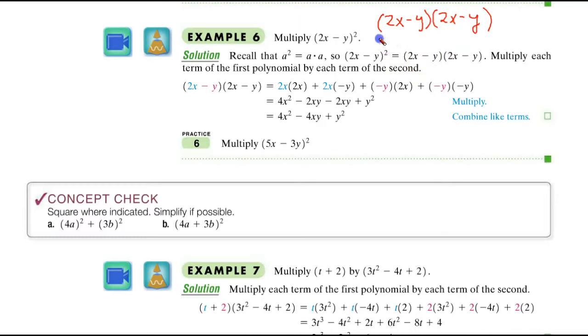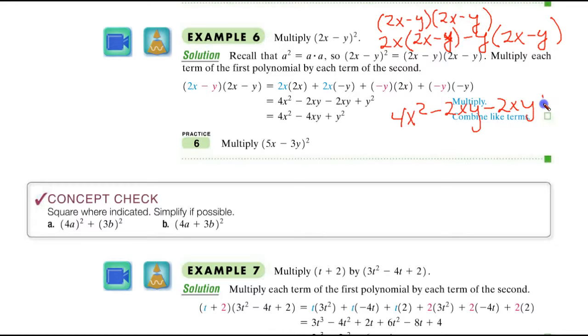So we would then go 2x times 2x minus x, and then a negative y times 2x minus, well, this is minus y here. Let's write it correctly. There, that's better. So 2x times 2x is 4x squared minus 2xy, and then minus 2xy plus y squared. These are like terms that then become this.